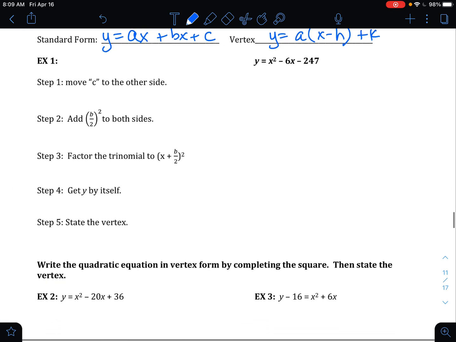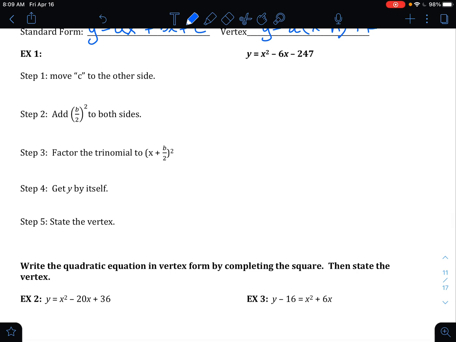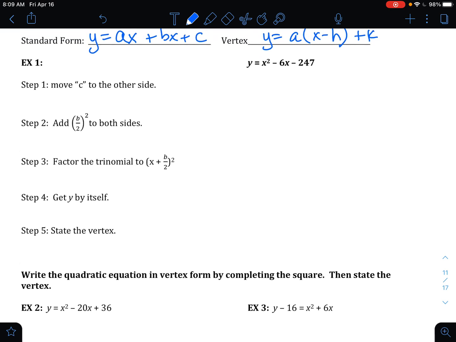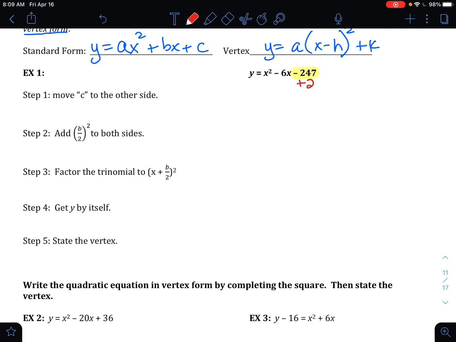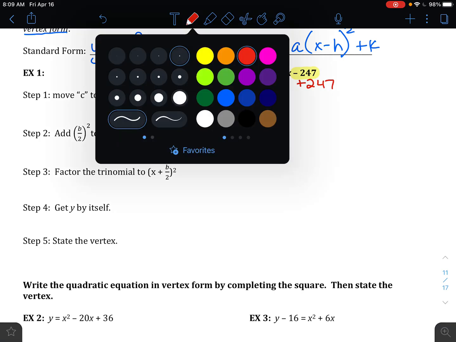All right, on this first example, I have all the steps listed over on the left-hand side, and we're going to go through this first problem step by step. Step 1 says move the c to the other side. The c value, remember, is the constant, the one without a variable. When we move things back and forth across an equal sign, we add or subtract. Since it's currently negative, we will have to add it.